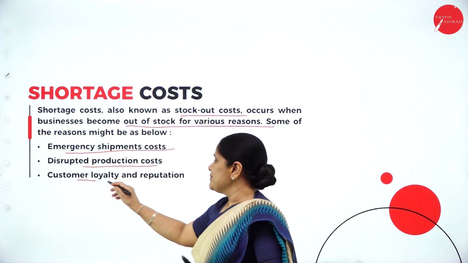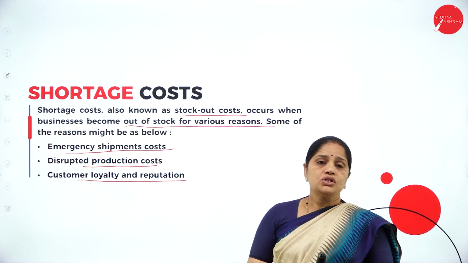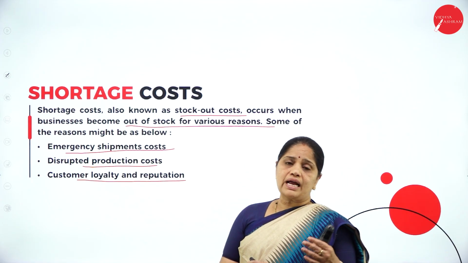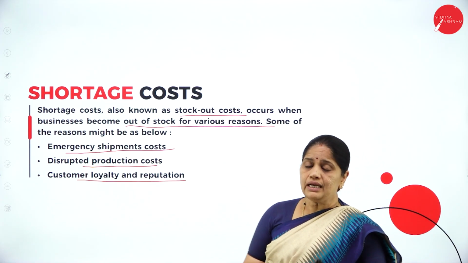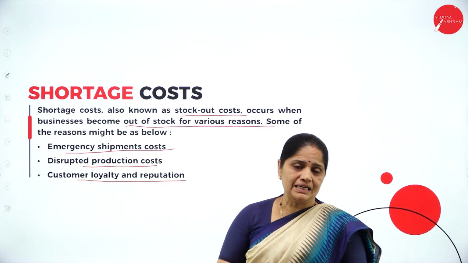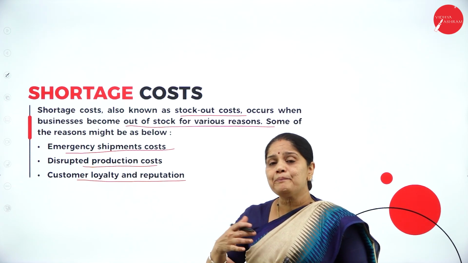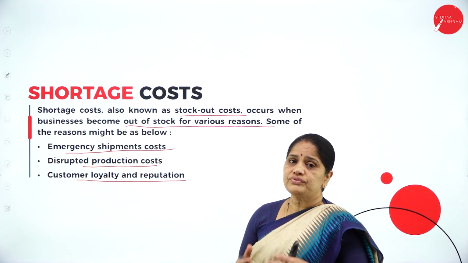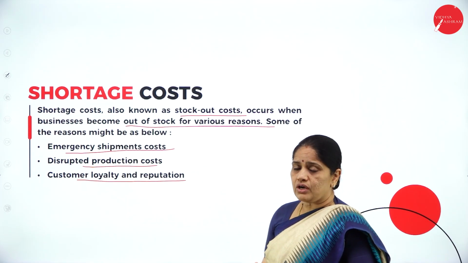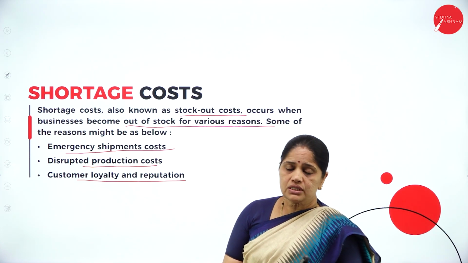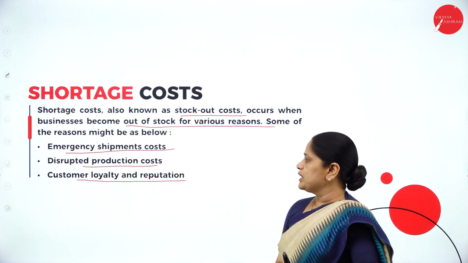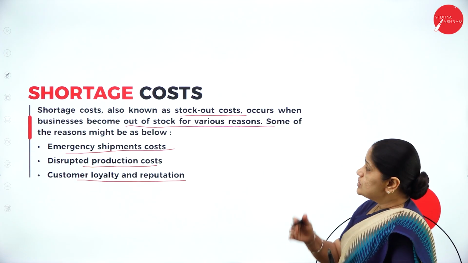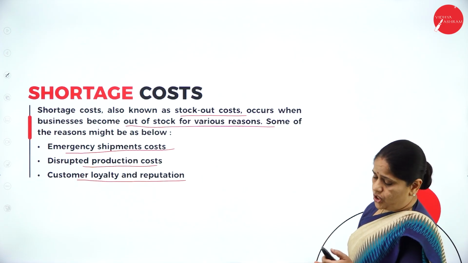Then we have the customer loyalty and reputation. When a business runs out of stock and there is a customer who is ordering, he wants the goods immediately. So this will hamper the reputation of the business. So what is the cost of this run out? Because of the shortage, the business will lose its reputation and customer loyalty. All this becomes a part of the shortage cost.